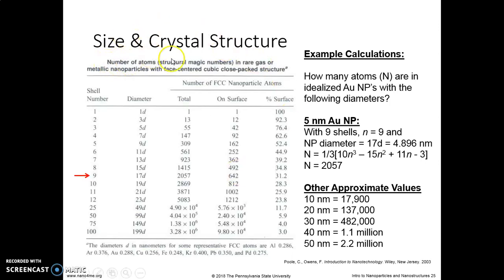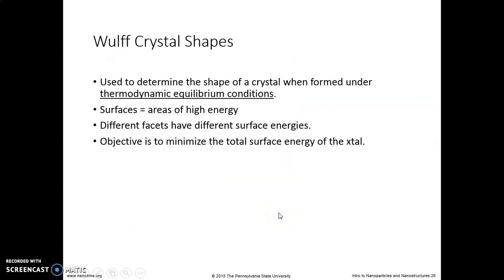Similarly, the size and the crystal structures are given. This picture explains how the number of FCC nanoparticle atoms is available. Consider cell number 1, diameter 1d, then total is 1. This is on the surface, so it will be 100% surface. Similarly, up to 100 cell numbers, diameter is 199d, and the surface percentage is 3 only. They were calculated and given in the slide.